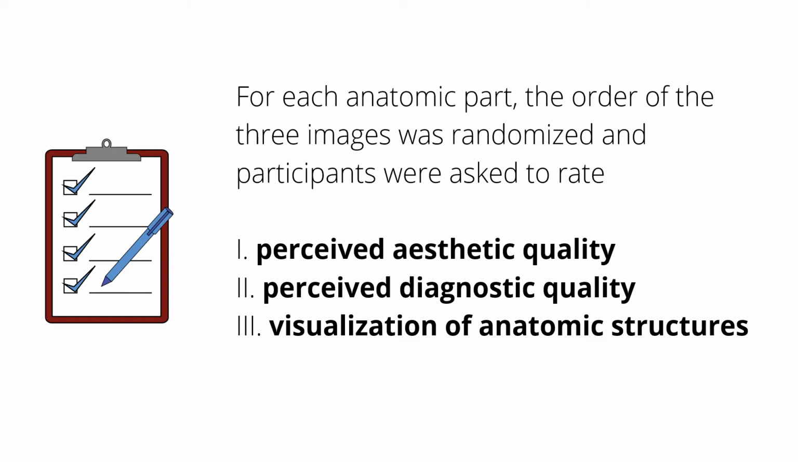Once all of the images were obtained, each of the participants was asked to rate the 12 images, 3 for each of the parts, and the order of the 3 images was randomized. So it was kind of like a blind study, with them not knowing which one was the standard image and which was the higher kVp. They had to do this all by their visual perception. They asked them to rate 3 different criteria. The first was their perception of the aesthetic quality, the second was their perception of the diagnostic quality of the image, and the third was visualization of anatomic structures.